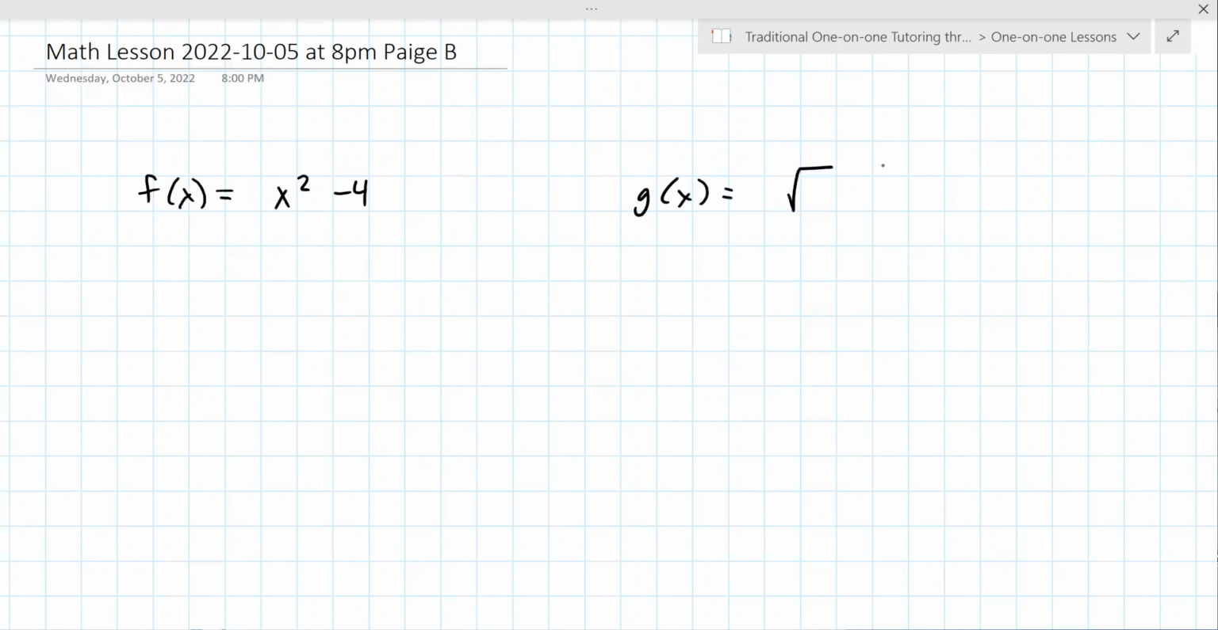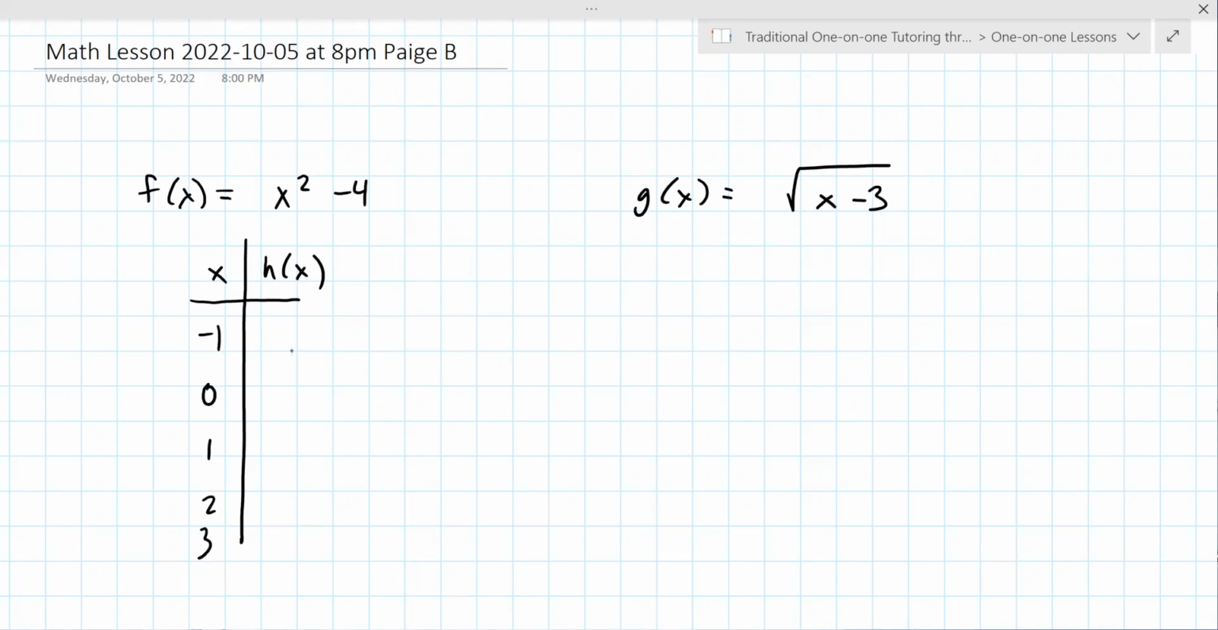is the square root of x minus 3. And then let's do a table. We'll get to the table in a moment. Okay, x and h of x. So let's go -1, 0, 1, 2, and 3. I'm just going to use the same values and hopefully it all works out.